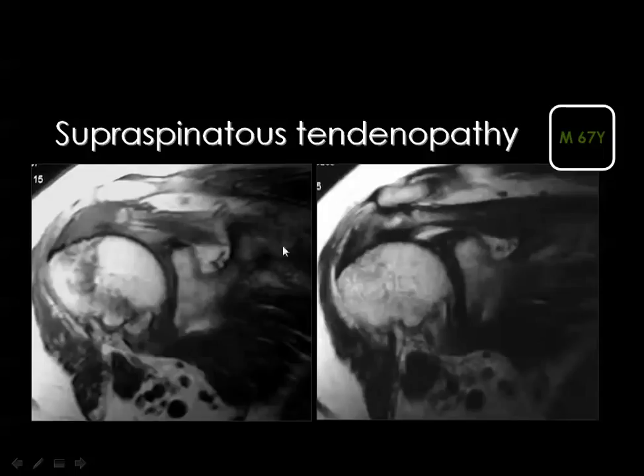The presence of intermediate signal denotes degeneration, while the bright signal in the T2 weighted image is usually an indication of tear. Then you know that by time degeneration will proceed to tendon tear. First partial tear, then complete rupture of the tendon. And this is the start of the development of tear within the substance of the degenerated supraspinatus tendon.